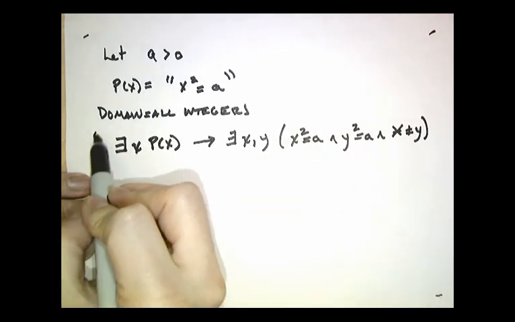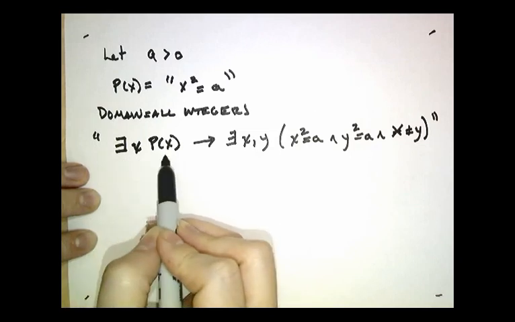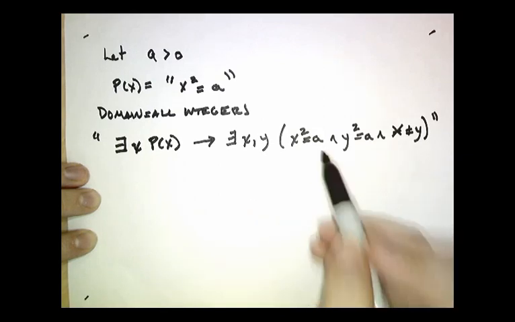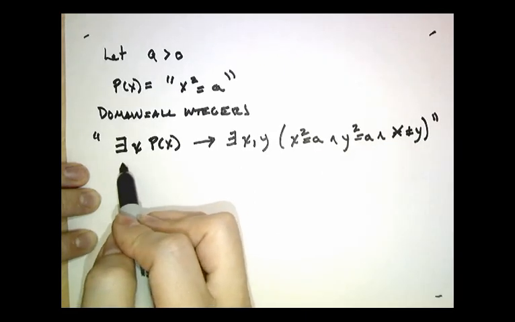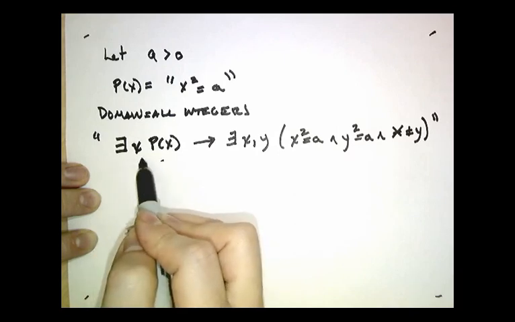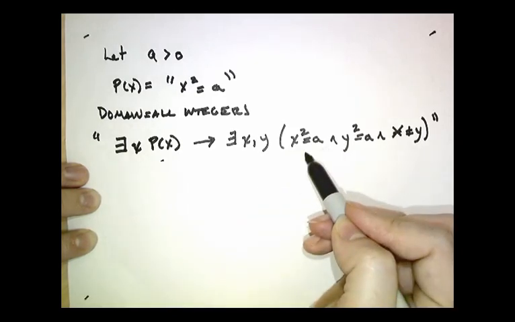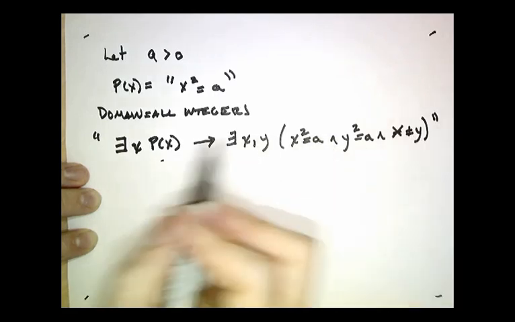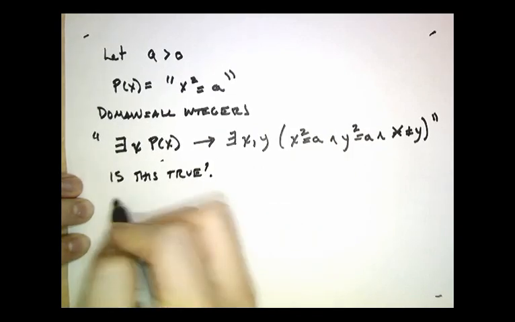So what this implication asks is, does the fact that there exists an x such that p(x) is true imply that there exist x and y such that x squared equals a, y squared equals a, and x does not equal y? I.e., if a has a positive square root, if there is an integer that squares to get you a, then are there two distinct integers that both, when you square them, you get a? Is this true? Well, yes.